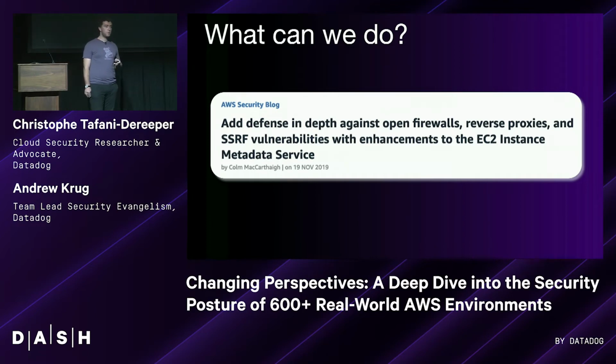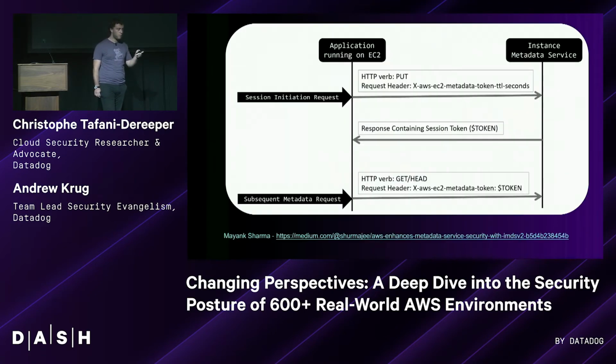AWS did introduce a solution in 2019, which is a version 2 of the service. They called it the Instance Metadata Service v2. That's a mouthful as well. The way it works, we don't need to go into detail, but basically, before being able to call it, you have to first make a PUT request to this service. You get a token and then give this token back every time you call it, basically making the service stateful, which means that it's much harder, if not impossible, to exploit with server-side request forgery.